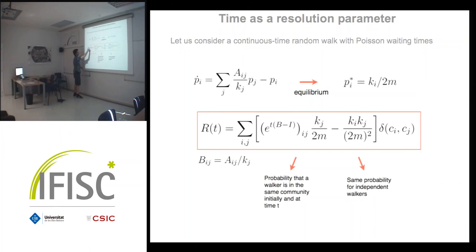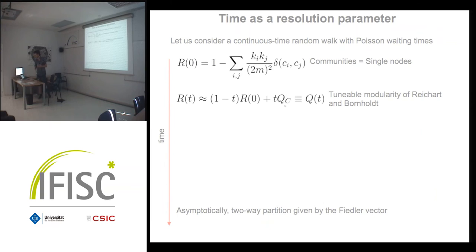But now you have a certain measure of the quality of a partition that depends on time. As we'll see in the next slide, this time parameter has a nice interpretation because it can be seen as a time resolution parameter that helps you find clusters at different characteristic scales. When time is very small, you can easily show that the partitions that optimize stability will be those where the communities are single nodes. It makes sense: when time t equals zero, you don't have the time to move, so each community is a single node.